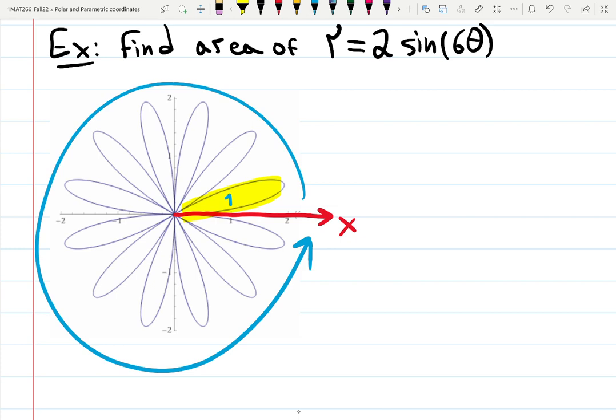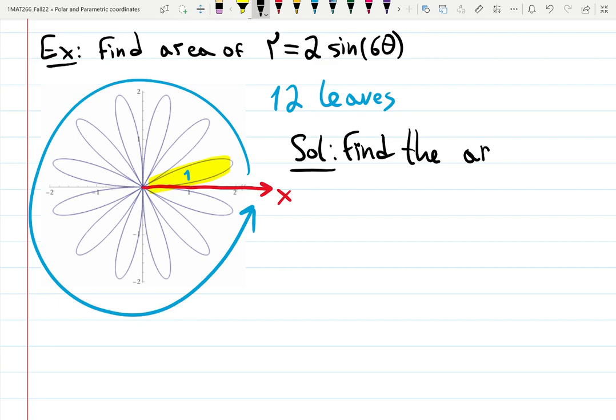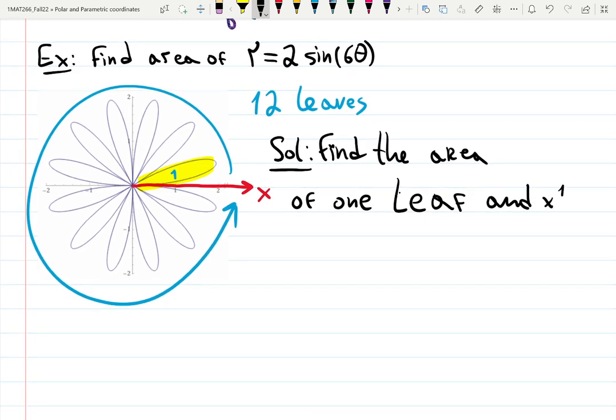So we have 12 leaves, yes. So I will find 1, so idea or solution. Let's do solution. Find the area of 1 leaf. Very confusing English. V becomes F. And then you multiply by 12.